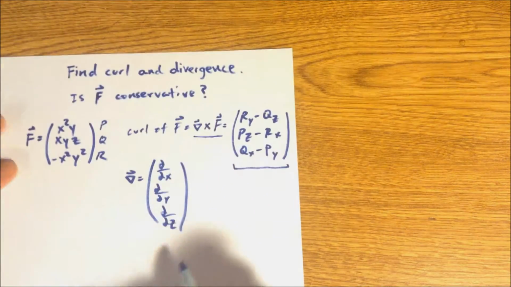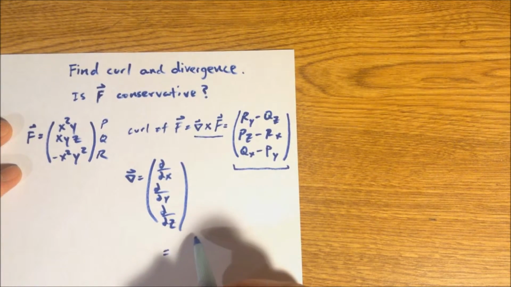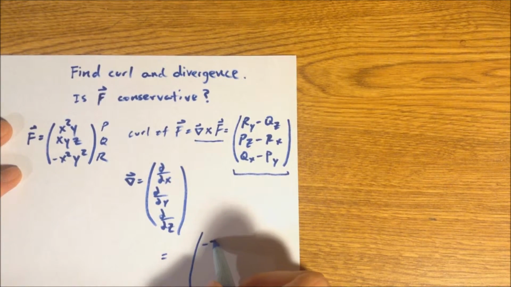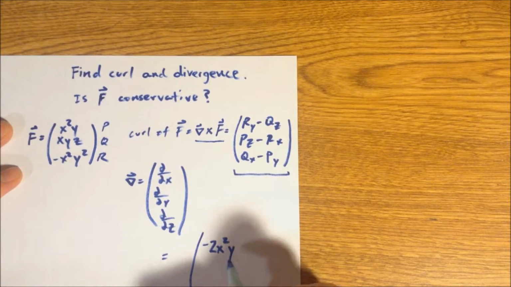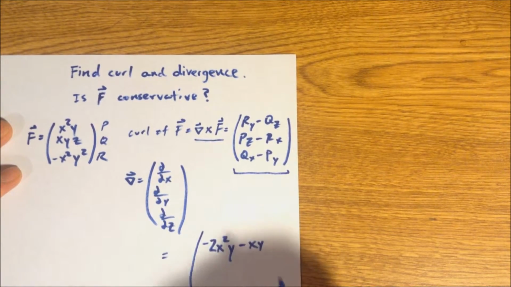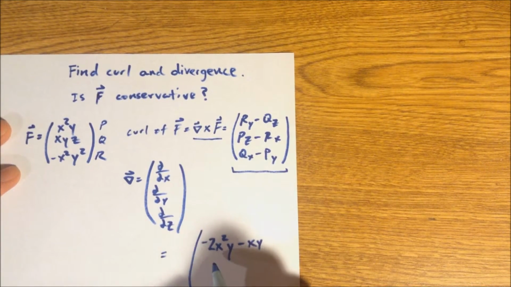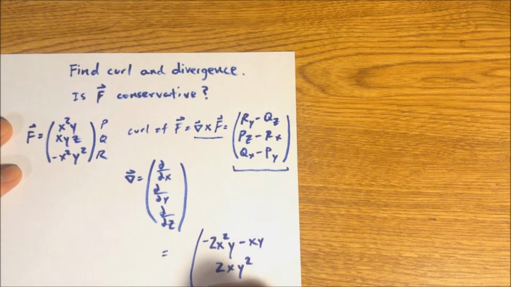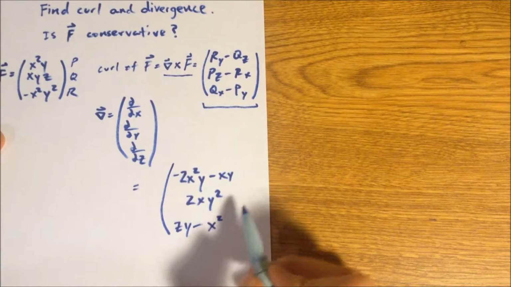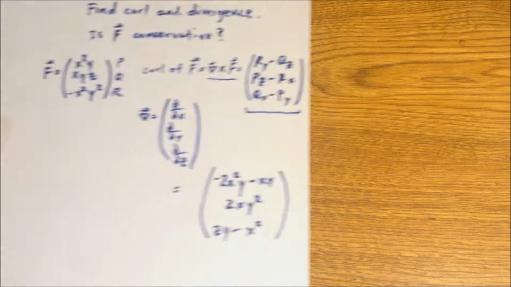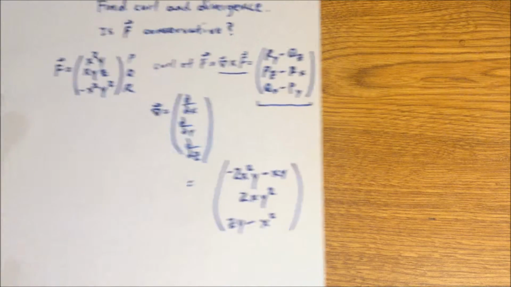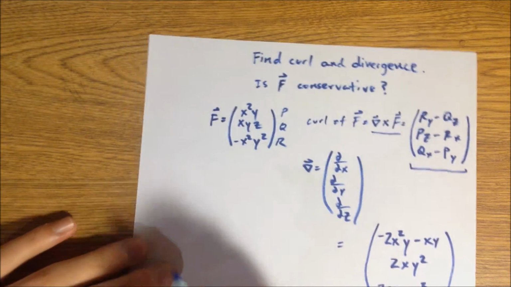So this is a quick way to find the curl, and for us it equals this. I recommend you try this on your own as well. This, and then P_z, this is 2x y squared, and then the last component is zy minus x squared. Right? Okay, so make sure that you can do that. It's pretty straightforward.